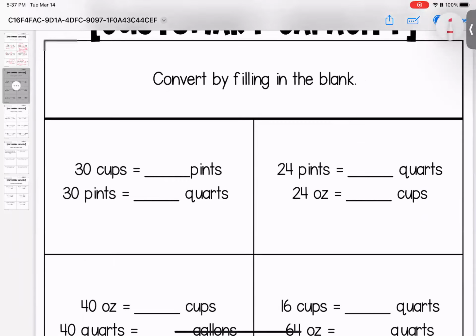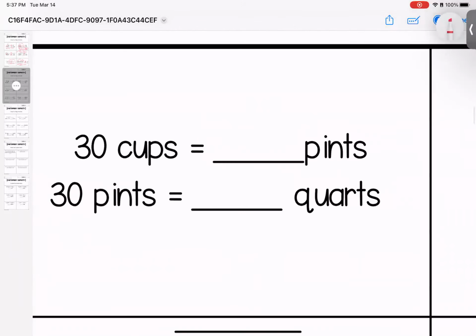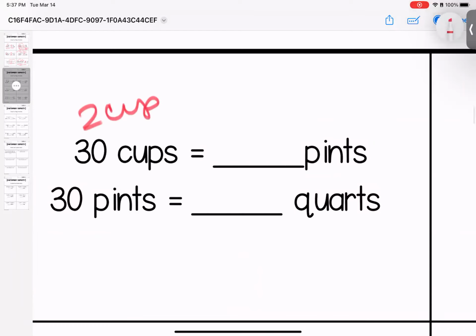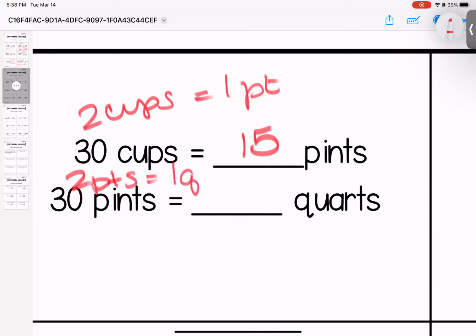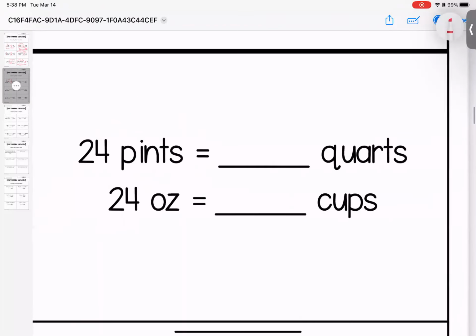All right, Nuggets, we are converting still cups to pints. So every 2 cups is equal to 1 pint. So I am going to divide these in half. If 2 cups is 1 pint, then 30 cups is 15 pints. If 30 pints is blank quarts, looking at what we have, every 2 pints is equal to 1 quart. So if I divide 30 by 2, I get 15 quarts. They are equivalent in amount. So 15 pints and 15 quarts.